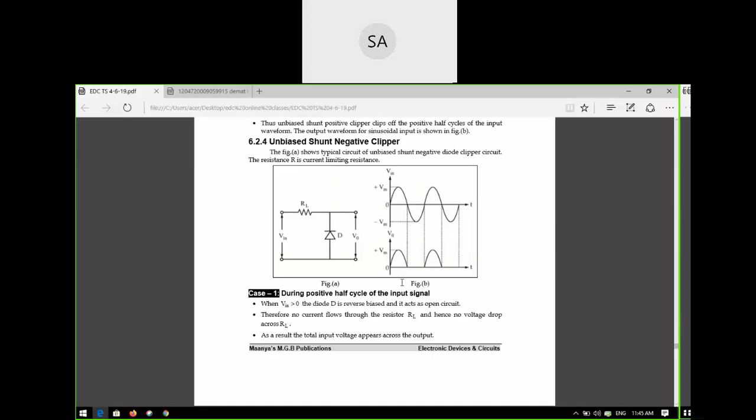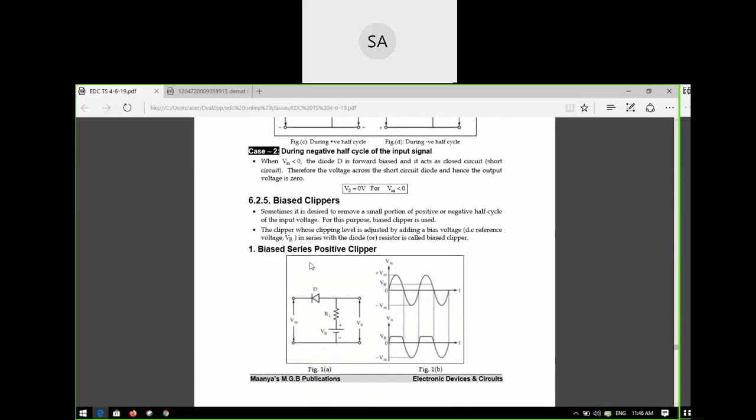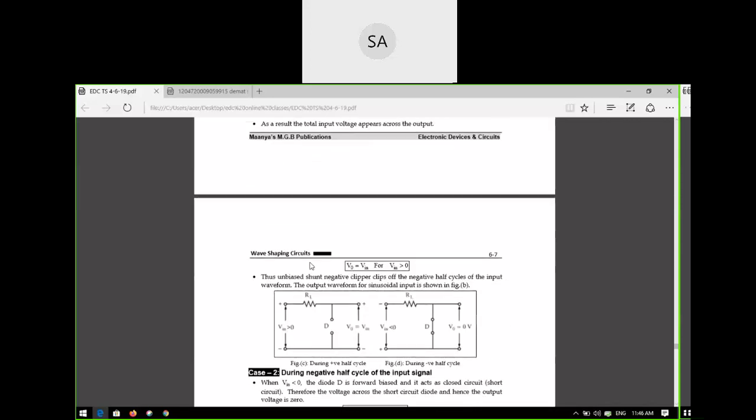So if you see in this waveform, the negative portion of the input waveform is clipped. Correct or not? The complete negative cycle is clipped off, that means it is removed. Only the positive portion remains in the output waveform. So this is the negative clipper, and you have connected the diode in shunt. That is the reason it is a shunt negative clipper, and it is unbiased. So these are the unbiased clippers.